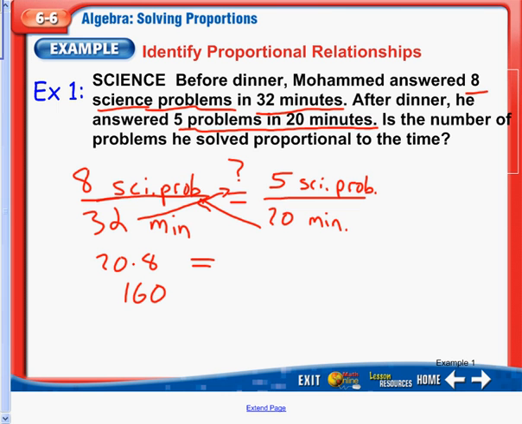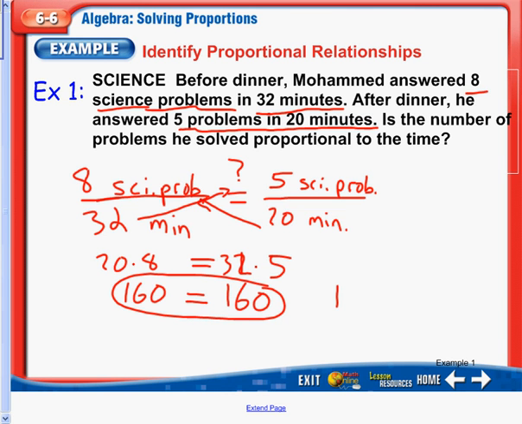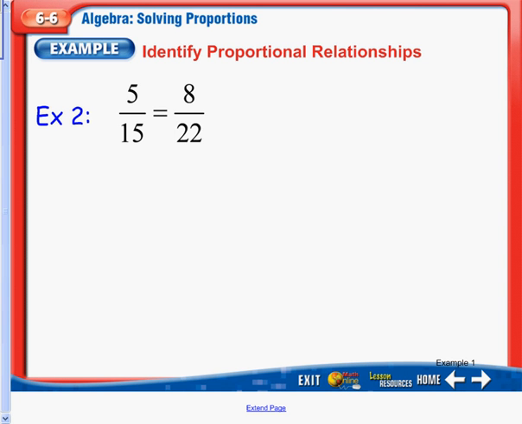We'll see if that's equal to 32 times 5. And 32 times 5 is also 160. So since they are equal, they are proportional. I would put yes, proportional, because it asks, is the number of problems he solved proportional? So yes, it is proportional. On to the next one.